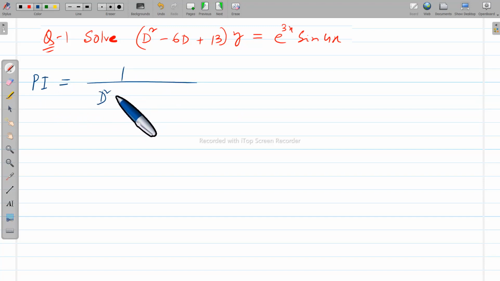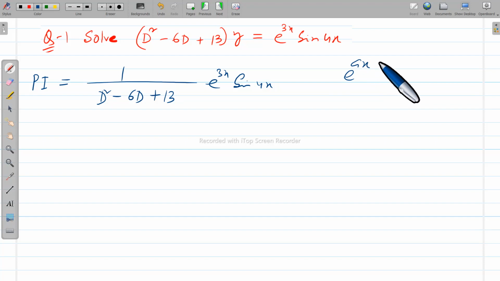So here you have 1 by D square minus 6D plus 13 times e to the power 3x sine 4x. If you have a combination of exponential and sine or cosine, first you have to work on the exponential, then you work on the sine and cosine. If you want to work on the exponential part, suppose you have e to the power ax, then all D should be replaced by D plus a.